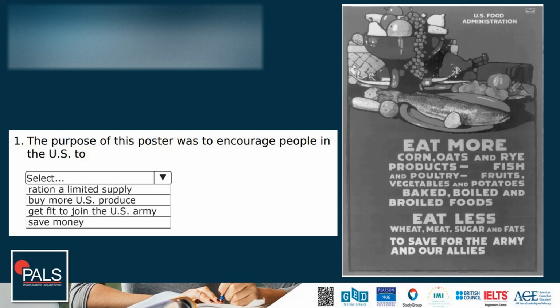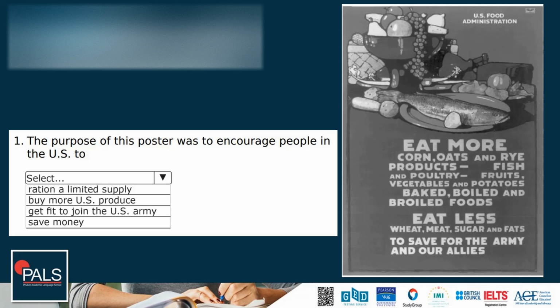All right, moving on, we got a new topic in U.S. history. This would be a poster used to convince the U.S. public to act in a certain way during the First World War. Pause the video, have a look at the poster, and then let's decide which answer on the left makes the most sense.